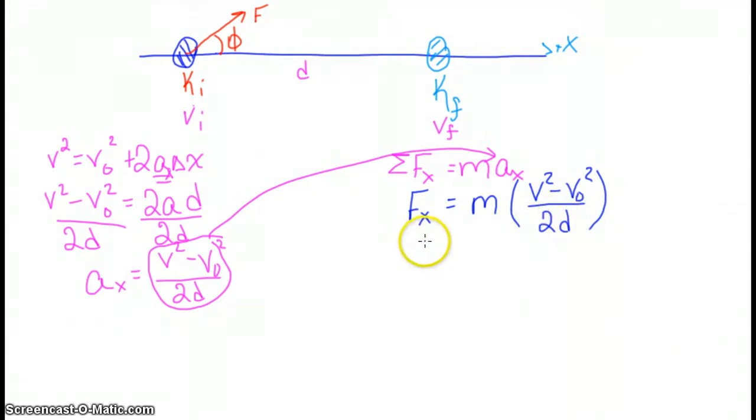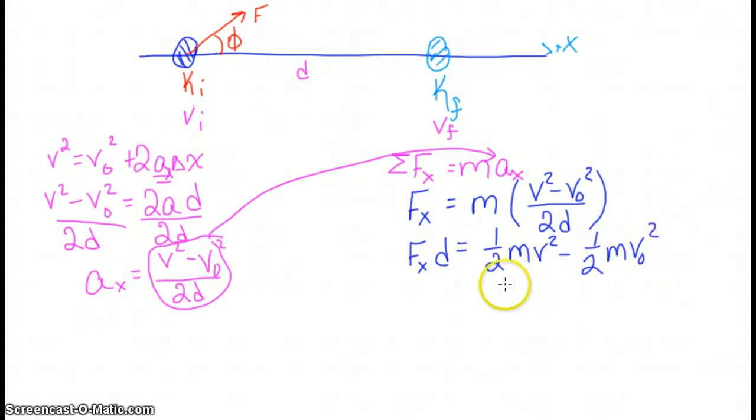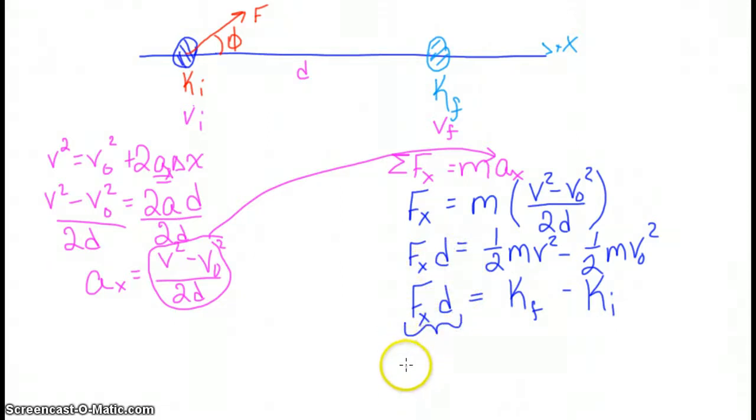If we multiply by d, we're going to get that the force in the x direction times the distance traveled is going to equal 1/2 mv squared minus 1/2 m v initial squared. Well, this is the kinetic final. This is the kinetic initial, so that's the change in kinetic energy. And that's going to equal the force in the x direction and the distance that was traveled in the x direction multiplied together. This is the work done by that force.